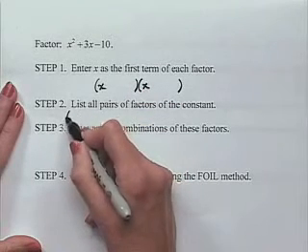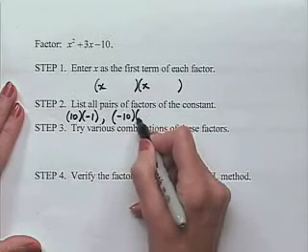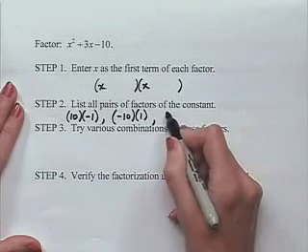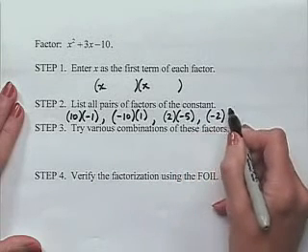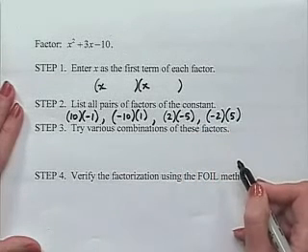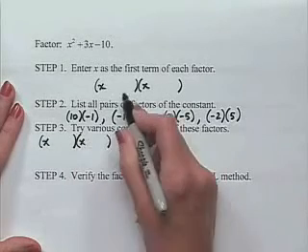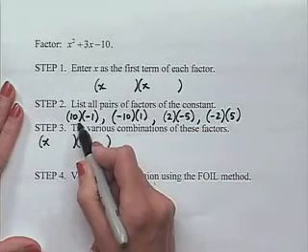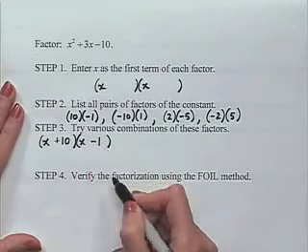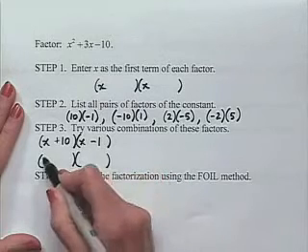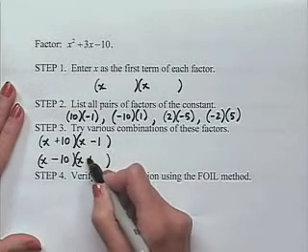We can list positive 10 times negative 1. We can list negative 10 times positive 1. We can list positive 2 times negative 5. Or we can have negative 2 times positive 5. Now let's try various combinations of these factors. We're going to, in each case, have our original setup. We'll take our first pair, which is positive 10 and negative 1, and write it down as plus 10 minus 1. In our second grouping, x and x, we have negative 10 and positive 1. That will give us minus 10 and plus 1.